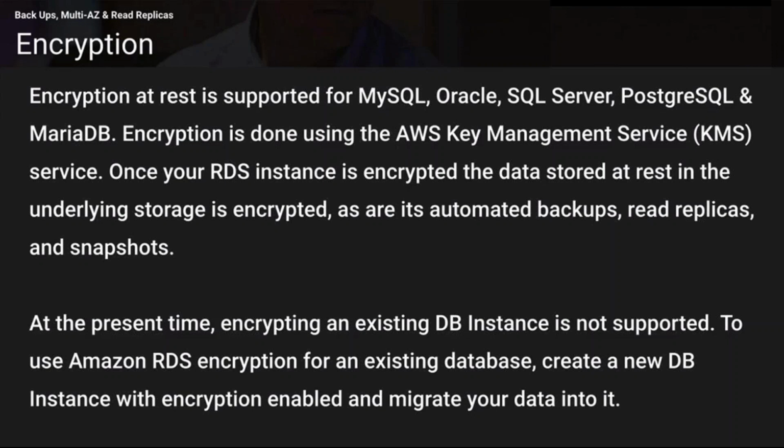And encryption is usually done using the AWS Key Management Service, that is KMS. Once your data is encrypted at rest, the underlying storage is also encrypted, as are its automated backups, read replicas, and the snapshots. So if your database is encrypted, then all the snapshots, whether manual or automated, and the read replicas, everything gets automatically encrypted.